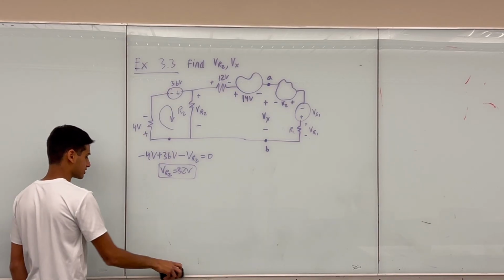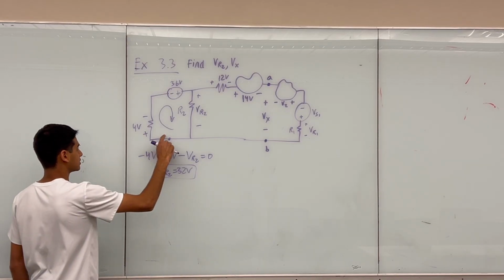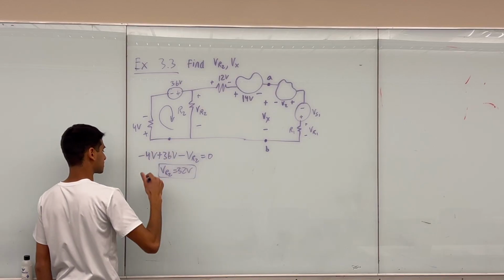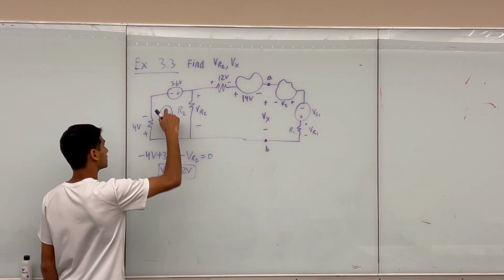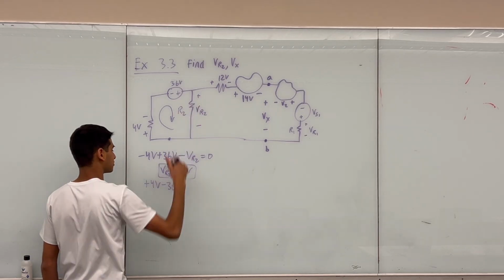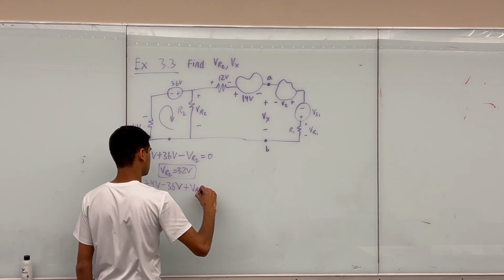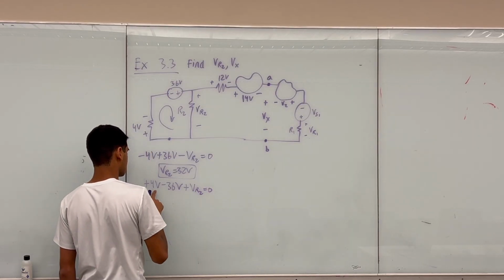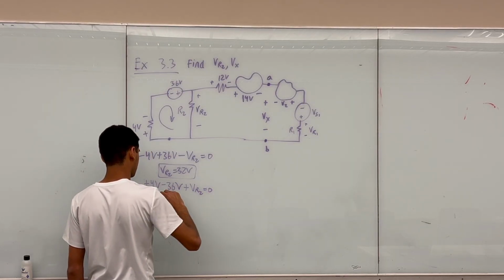And so I'm also going to do this in the passive convention. So if I start at this node, I hit a plus sign, so plus 4 volts. I hit a minus sign, so minus 36 volts. And then I hit another plus sign, so plus Vr2 equals 0. So that means Vr2 is just equal to 36 minus 4.